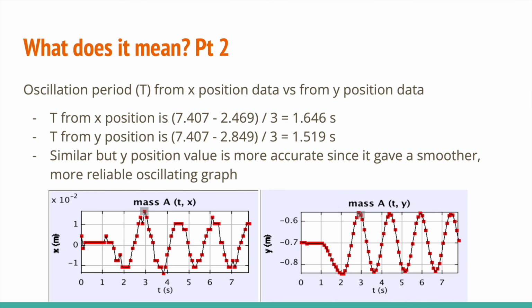When I estimated an oscillation period from the x position, I found that it was 1.646, while when I estimated one from the y position, it was 1.519. They're very similar, but the y position is more accurate since it gave a smoother, more reliable oscillating graph.